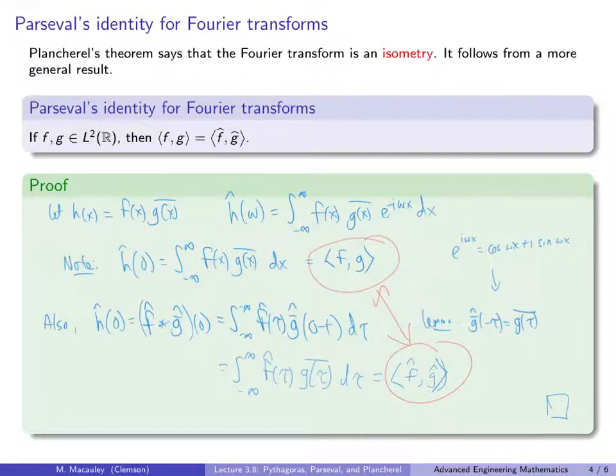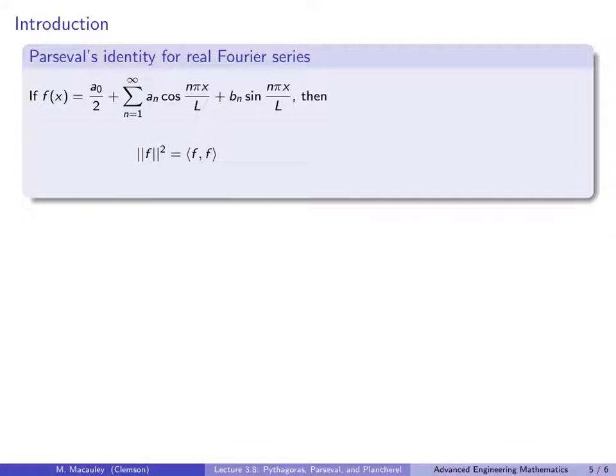And recall that this implies Plancherel's theorem from the previous slide. Just take g to be equal to f. As I mentioned earlier in the lecture, and it shouldn't be a surprise, there is a version of Parseval's identity for real Fourier series. So if f of x is written in a real Fourier series, so let's say a naught over 2 plus the infinite sum of a n cosine of n pi x over L plus b n sine of n pi x over L.